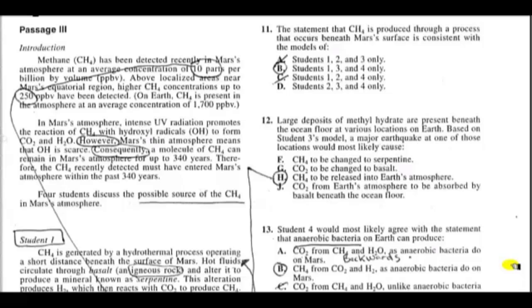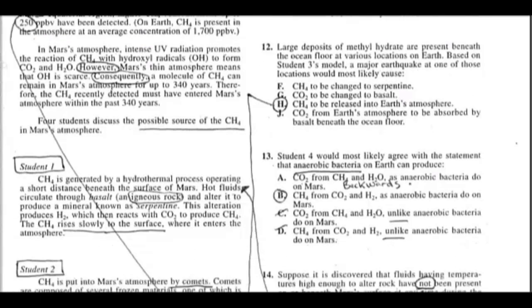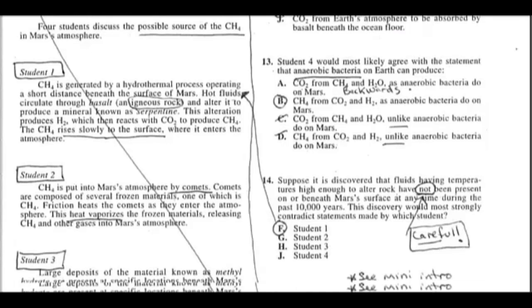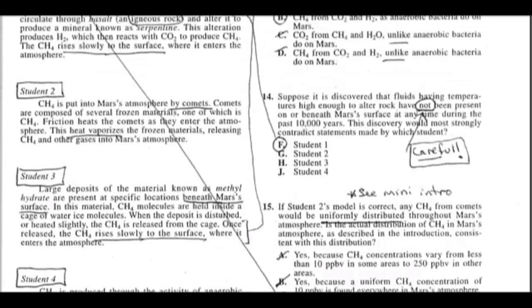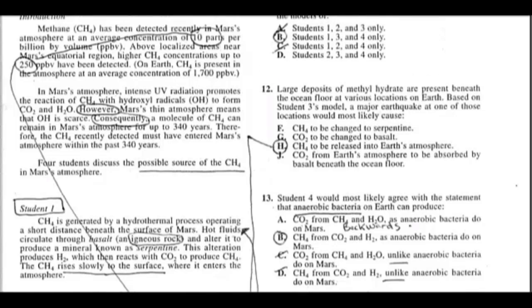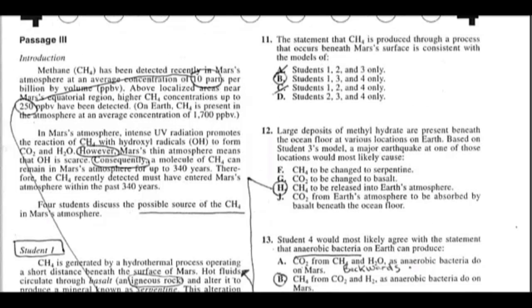Test 69A, science practice problem number 11. Number 11 states, the statement that CH4 is produced through a process that occurs beneath Mars' surface is consistent with a model of. If you go ahead and take a look at passage number 3, it is an experiments problem. There are 4 experiments, student 1, student 2, student 3, and student 4. Each student has a different theory about what is happening on Mars and with the CH4.